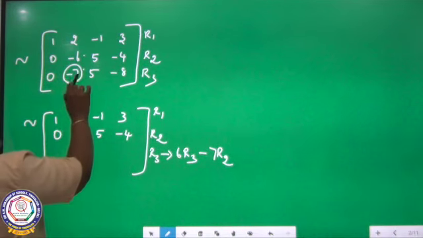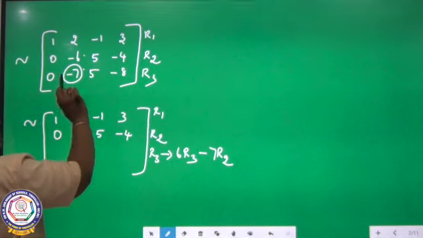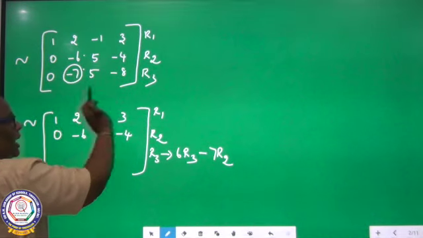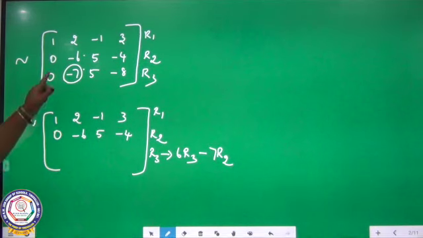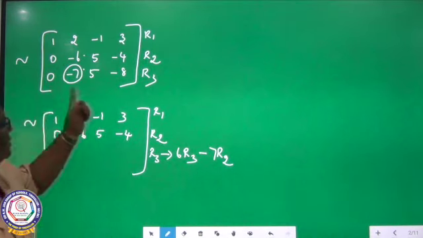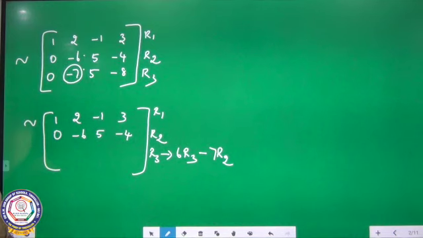See here minus 7, here minus 6. So I can multiply 6 by R3 and multiply 7 by R2. Same sign, so I can put it as minus, because minus and minus become plus. So it gives 42 minus 42, you are getting value 0.